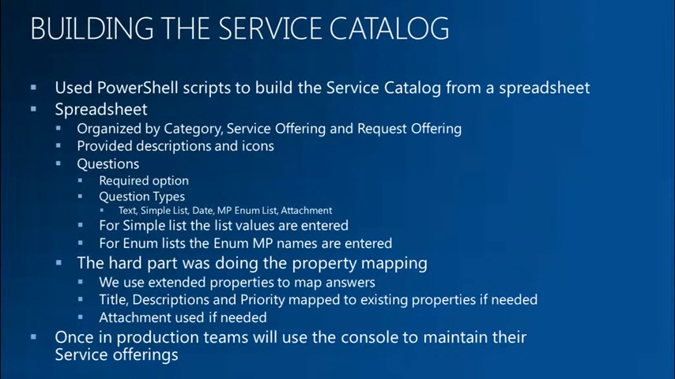Then probably the hardest part about it is doing the mapping back to the properties. And that's confusing for people. I originally thought, well, have the different teams do it, and I gave up on that approach. I just had them fill out the basic part of the spreadsheet, service offering, request offering, and questions, and then with some help from some members of my team, we did the mapping ourselves because it was too hard for people to get.